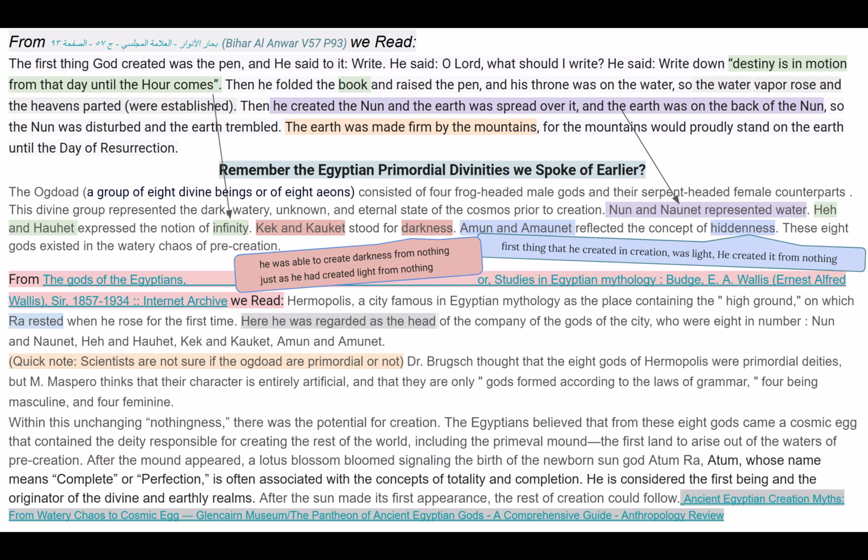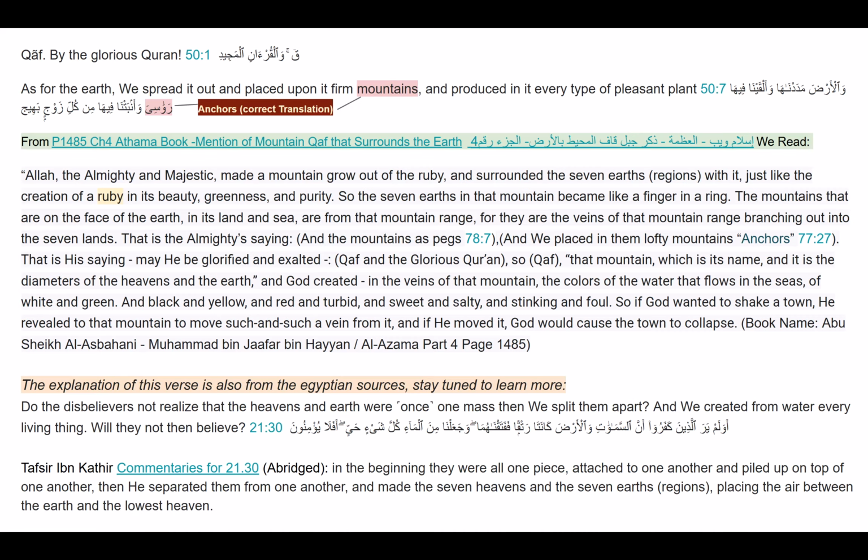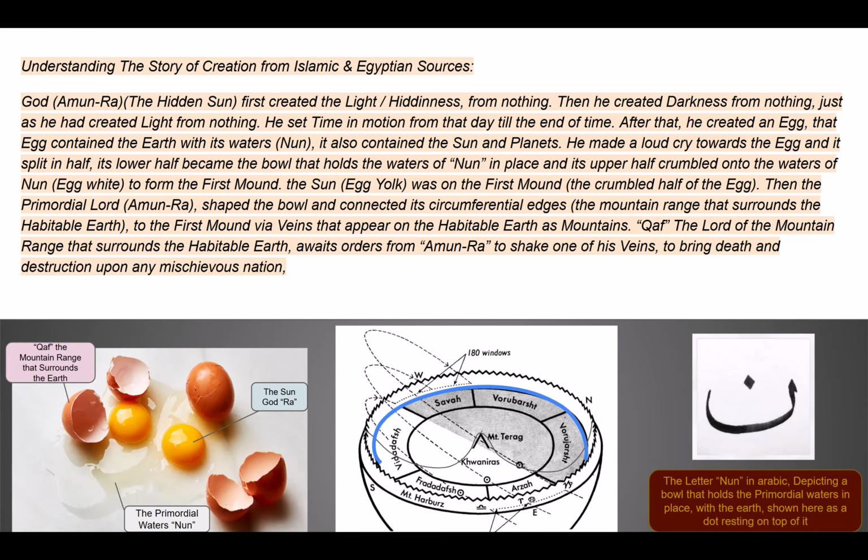So the actual story of the Egyptians is that, when you match it with what the Muslims are saying, it starts to make sense. Let's just read this. I think it's easier if we just read this. Understanding the story of creation from Islamic and Egyptian sources. This is my writing. I wrote this.